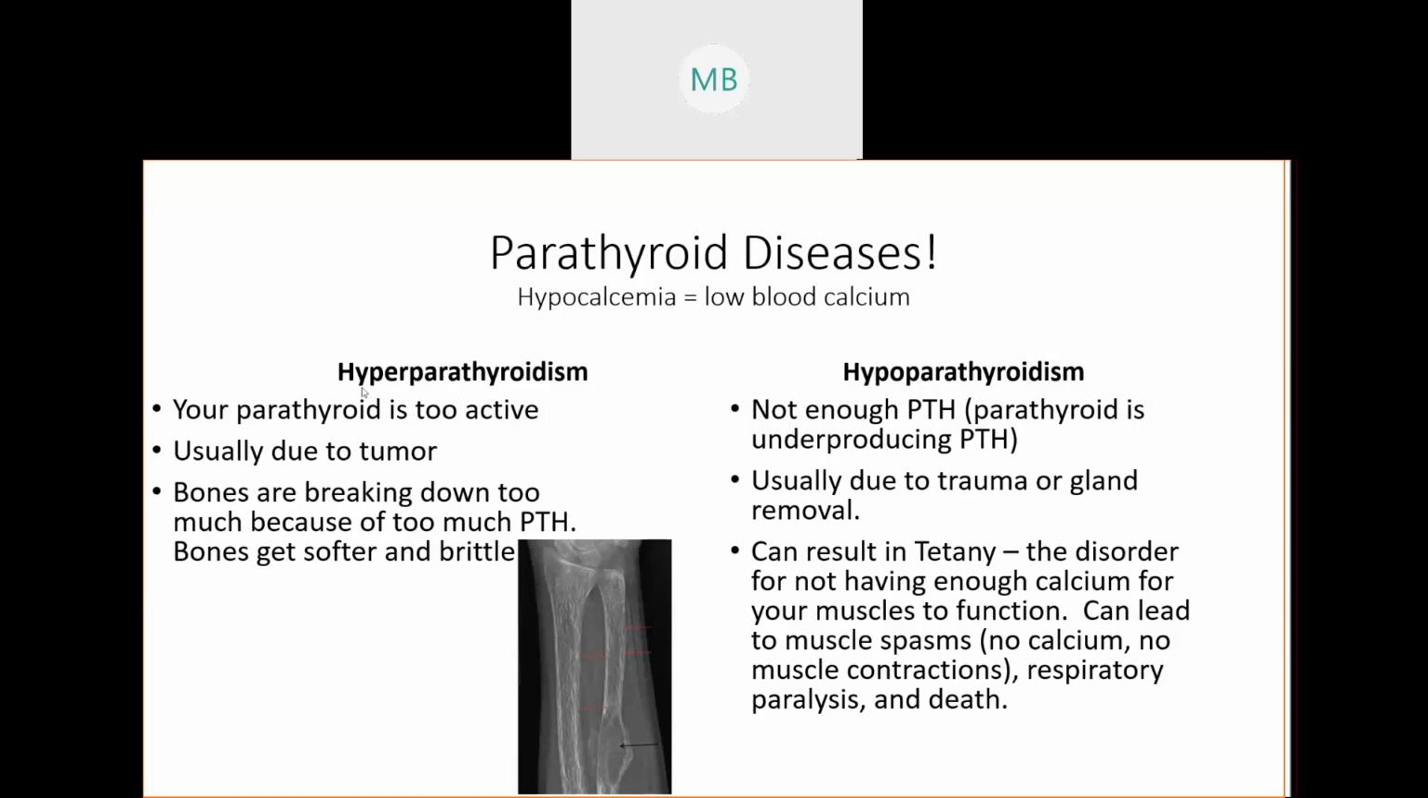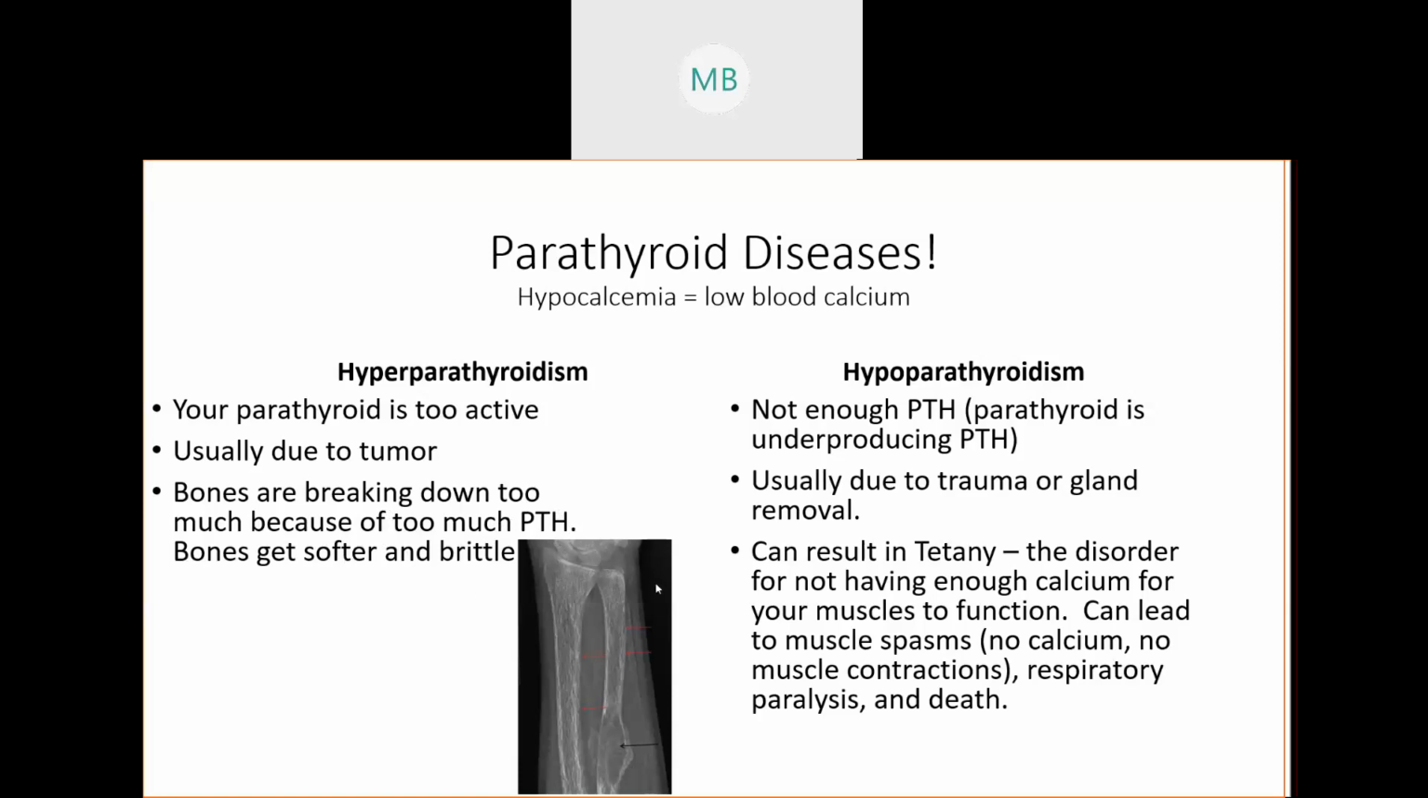If your parathyroid gland is far too active, you have hyperparathyroidism. So you're making way too much parathyroid hormone, right? Your parathyroid is way too active. Usually that happens because you have a tumor growing on your thyroid and parathyroid glands, which is the most common cause. Because you are overproducing parathyroid hormone, your osteoclasts are constantly breaking down your bone matrix because that hormone is telling them to. That means your bones are going to get softer and brittle.